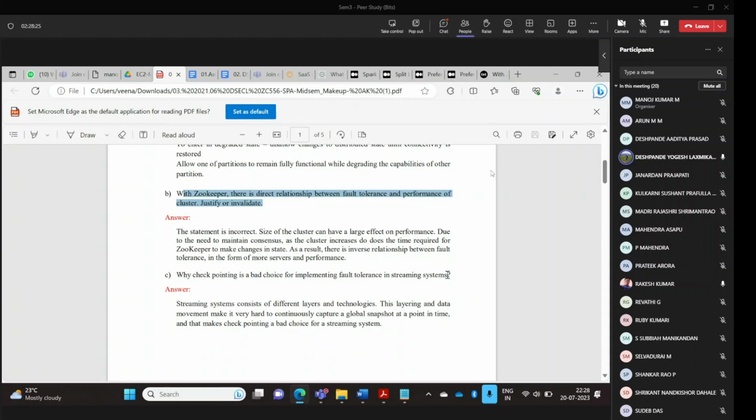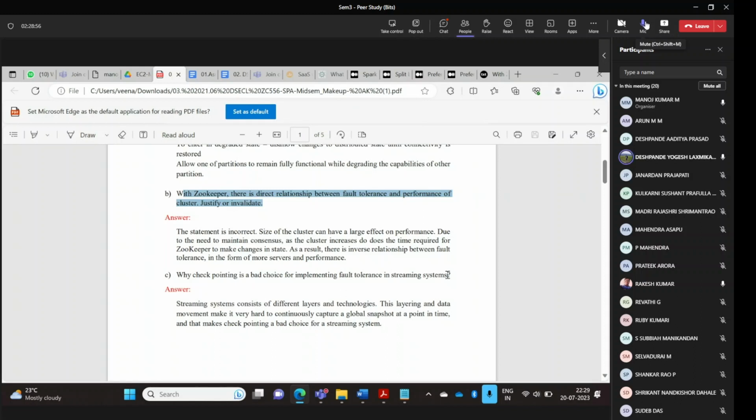So that's the reason I believe checkpointing is not a suggested option. Instead, having a replication factor like 2 or 3 is a good option. Any thoughts? Yeah, for streaming, there's no point in going back to some point, right? Maybe that's the reason.